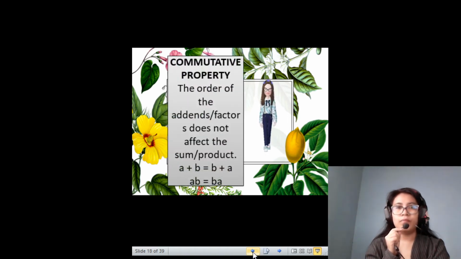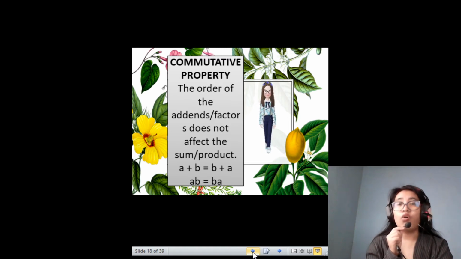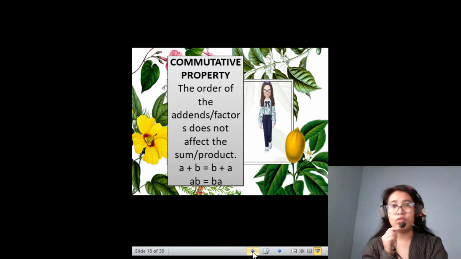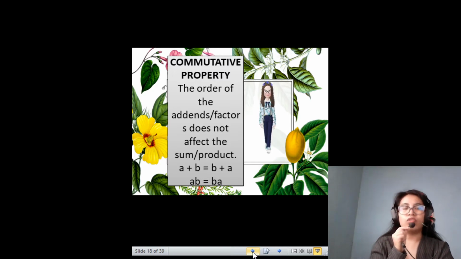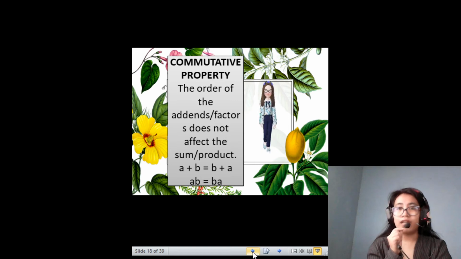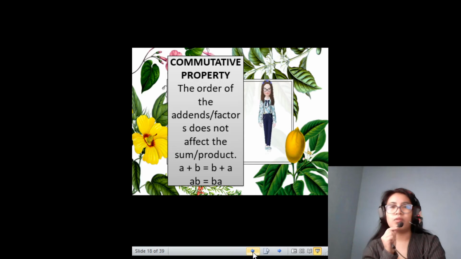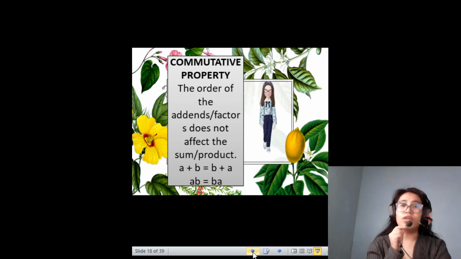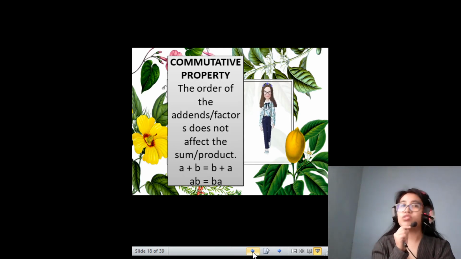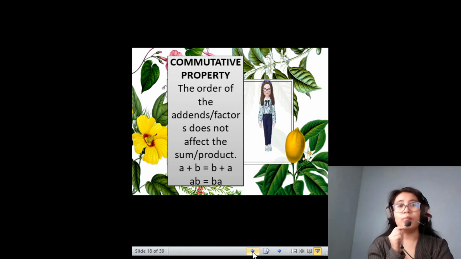Commutative property. I'll just talk about the order of the addends, from the word commutative, commute. The order of the addends or factors does not affect the sum or product. For example, a plus b equals b plus a, or 1 plus 2 is also equal to 2 plus 1. The same goes with multiplication: ab equals ba, or 1 times 2 equals 2 times 1.